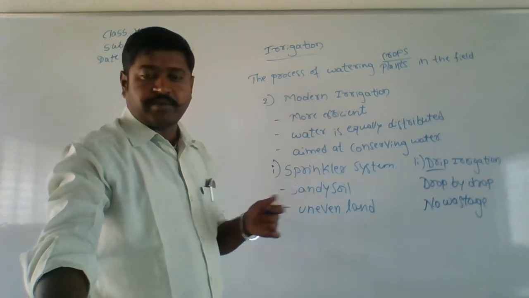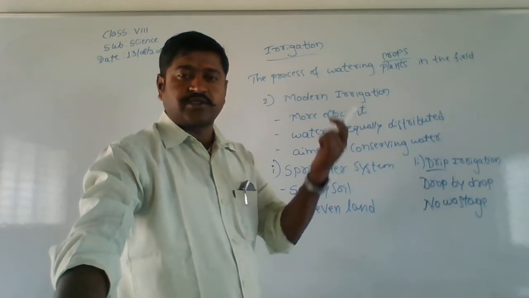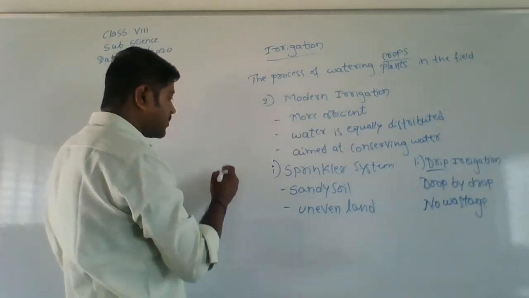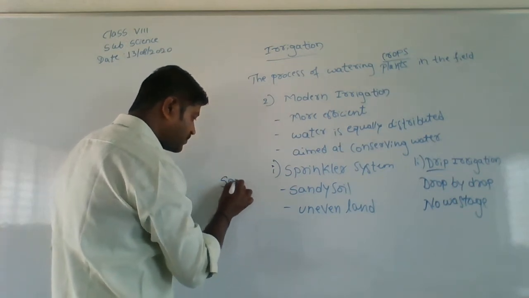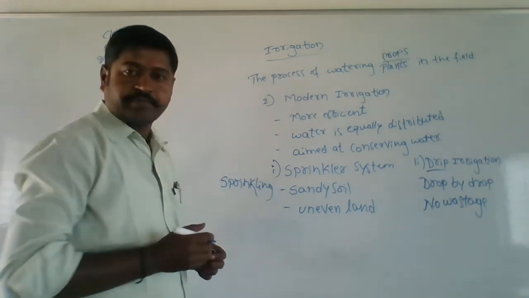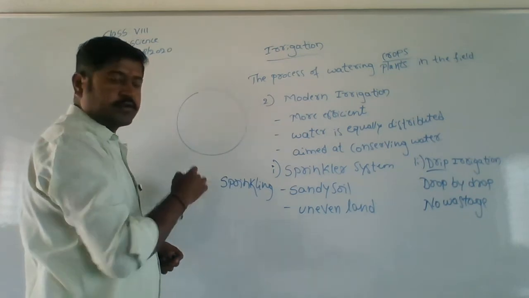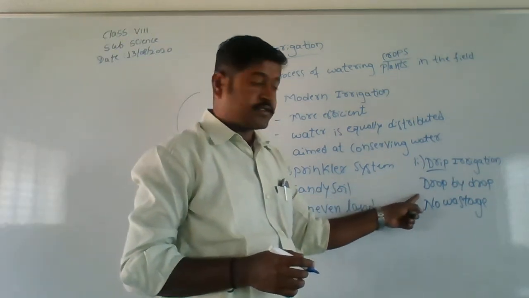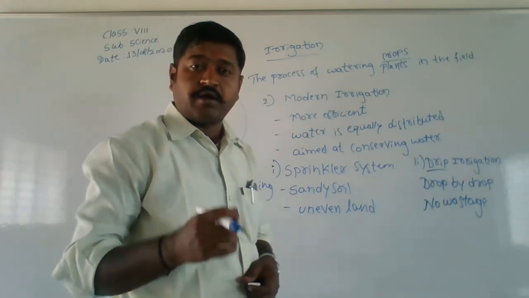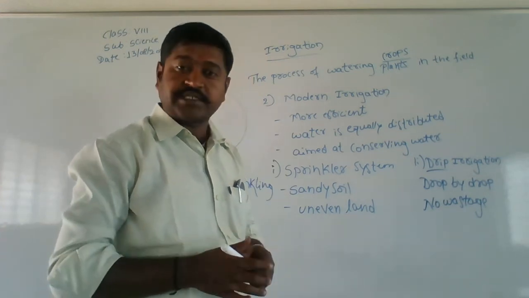In the sprinkler system, there will be a pipe to which nozzles are attached, and through those nozzles the water will be sprinkling away in a circular manner. Then in drip irrigation, the water is supplied drop by drop to the roots of the plants, so that there shall be no wastage of water.